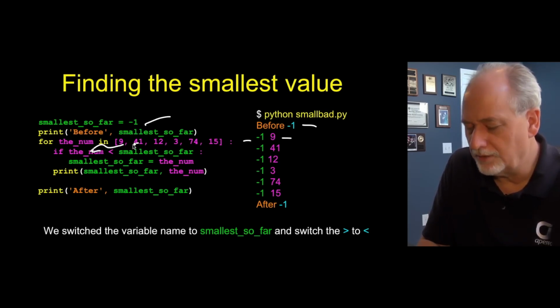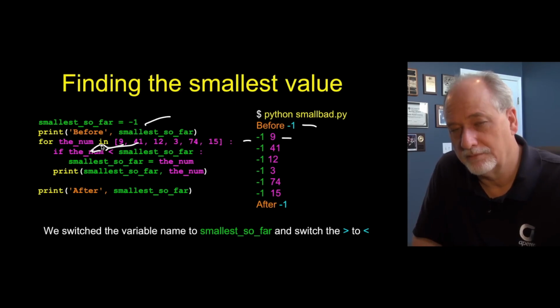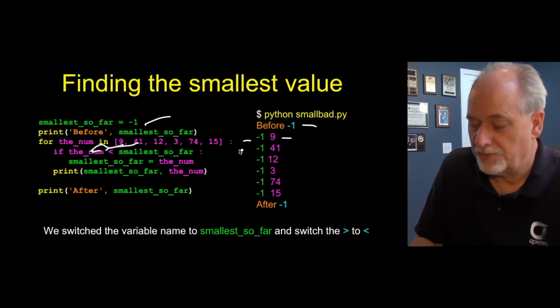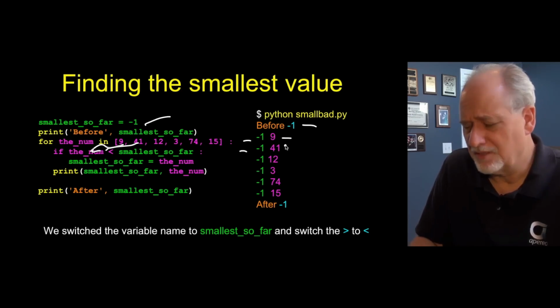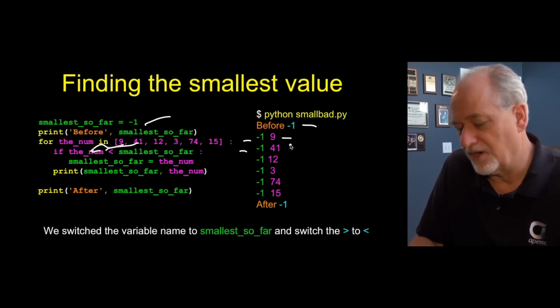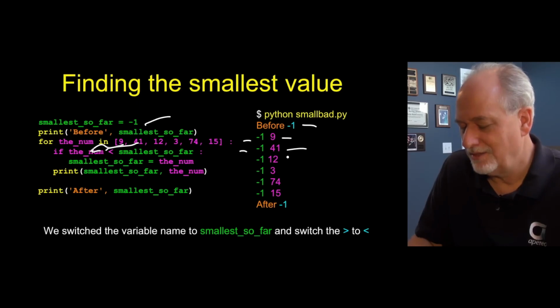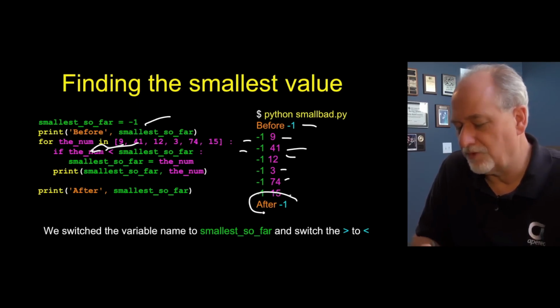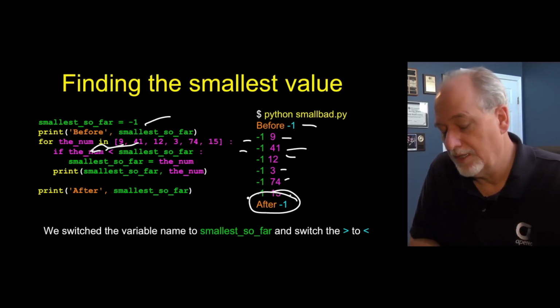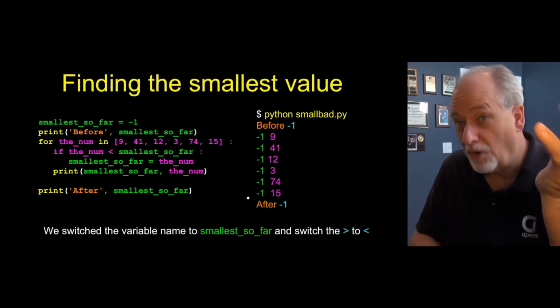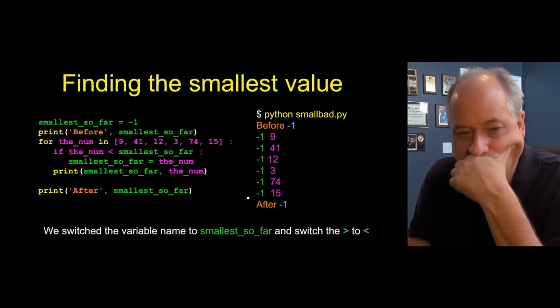Now we're going to run 41. Is 41 less than -1? No, it is not. So the smallest so far is still -1. As a matter of fact, it isn't the smallest so far anymore. Just because we named it smallest so far doesn't mean it is the smallest so far. It didn't work out so well. None of these do anything, because they're never less than -1. And we claim that afterwards the smallest we've seen so far is -1, because -1 is smaller than any of the numbers that we saw.